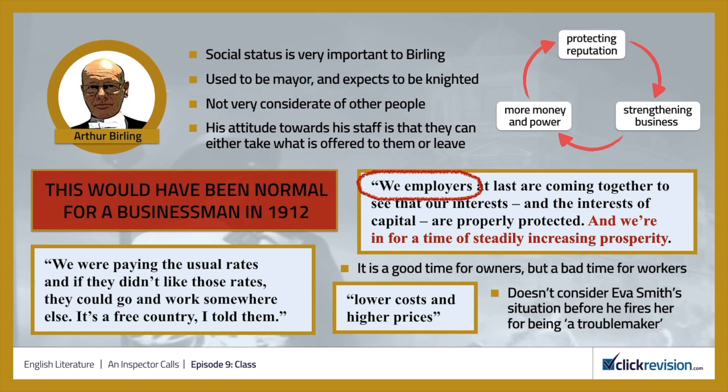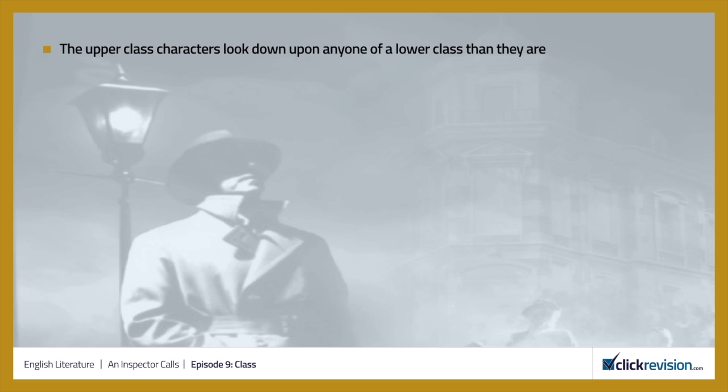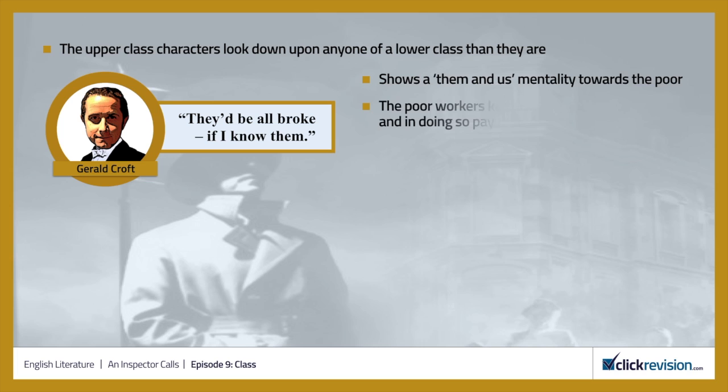In fact, the attitude of the upper classes towards those they consider beneath them in An Inspector Calls is in many cases downright snooty and shows an open prejudice against working class lifestyles. The rich people in this play sometimes appear almost disgusted by the poor. Gerald's comment that the factory workers would be all broke "if I know them" after the holidays makes it clear that he has a them and us mentality towards the poor, and more importantly, the people who work in the factory that pays for his lifestyle.